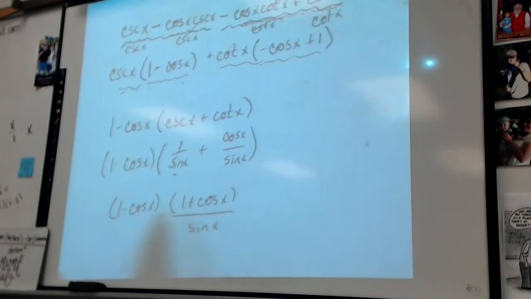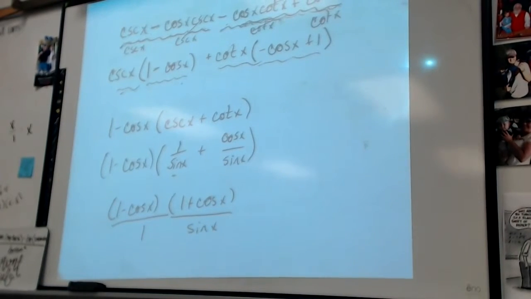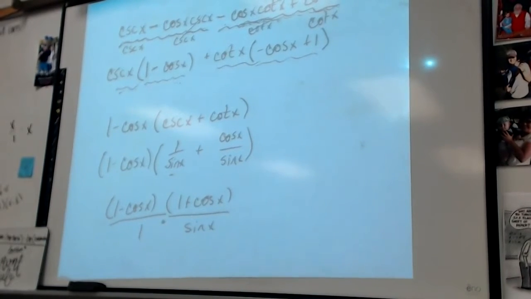Now, what do I notice about these two? Conjugates. So why don't we just multiply straight across? So put that over 1, because we had two fractions we're multiplying. If you want to put the multiplier in between, you can. All right, so these are conjugates. So 1 times 1 is 1. Negative cosine times positive cosine is negative cosine squared over sine x.